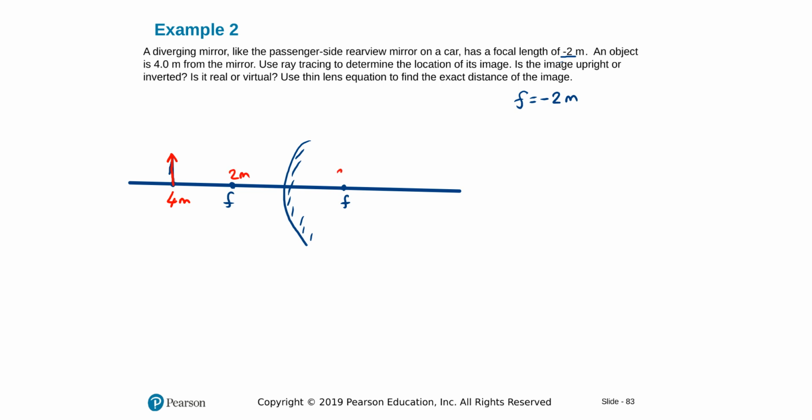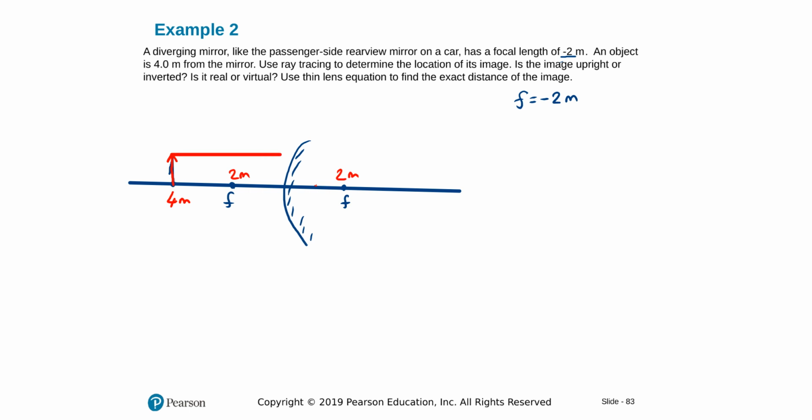This is 4 meters, this is 2 meters. I'm not going to show them as negative here. I'll just take them as negative in the equation distance, right? I can take them all as positive. Use ray tracing to determine the location of the image. I can always cheat, go back and check. The image location is always behind the mirror somewhere here, you know, virtual, smaller than the object. But let's do ray tracing.